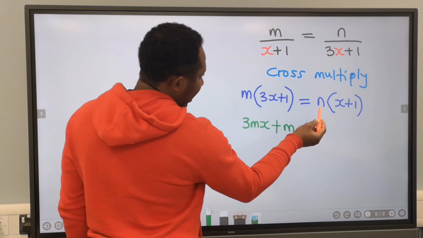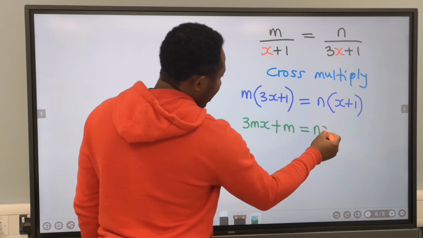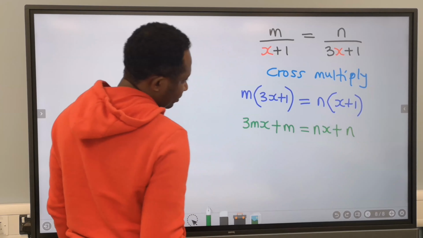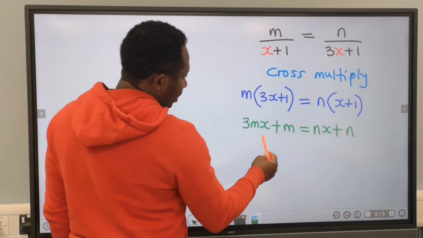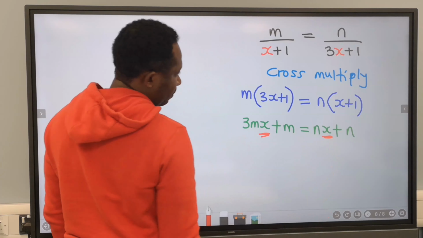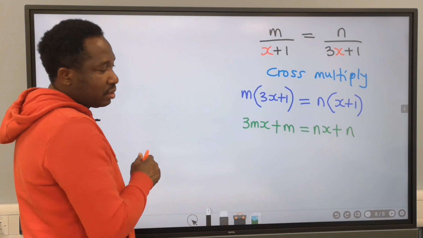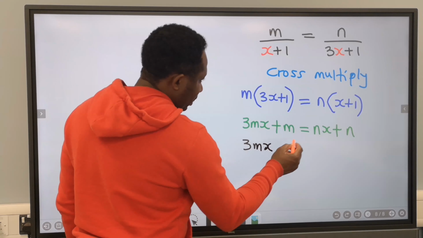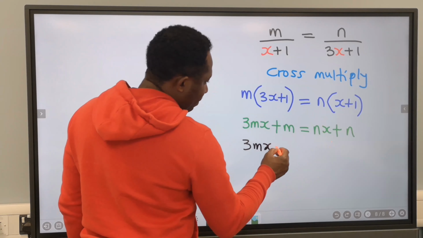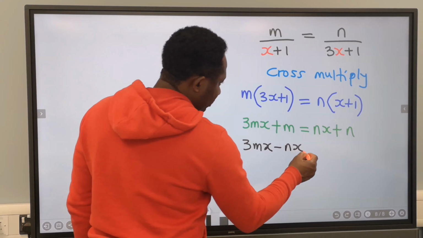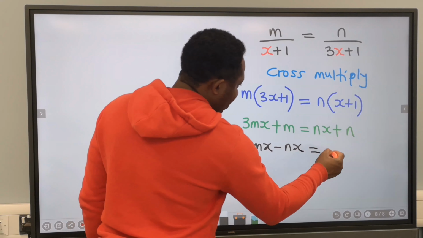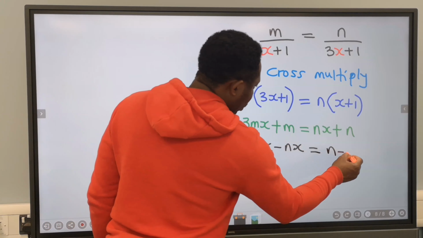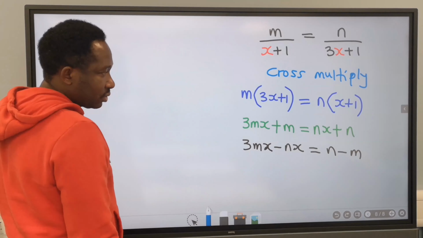On this side, n will multiply x. I will have nx plus n will multiply 1. I will have n. My aim is to isolate x. I'm going to bring all the x to one side. I'm going to have 3mx. Nx will move and becomes minus nx. On the other side, I have n. M is plus. It will move across the equal sign to become minus.